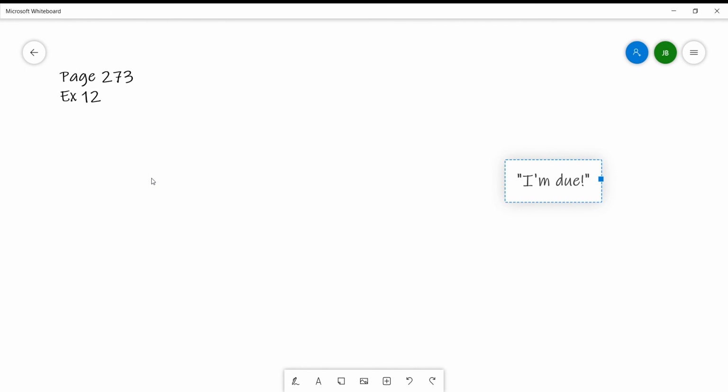So if we extrapolate the data and draw a conclusion that says the spinner is 26% likely to land on the letter D, that's the best way to do your figuring. So we're still on example 12, but it bleeds over into page 274.